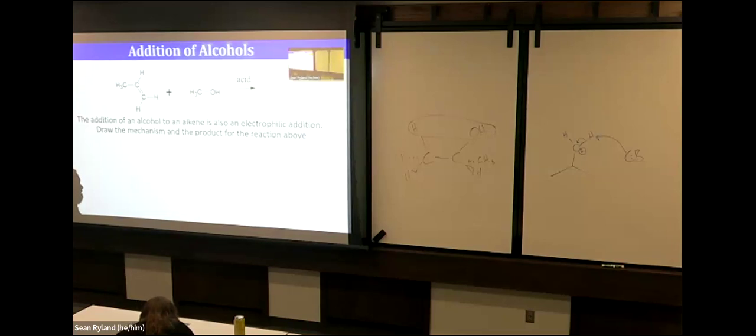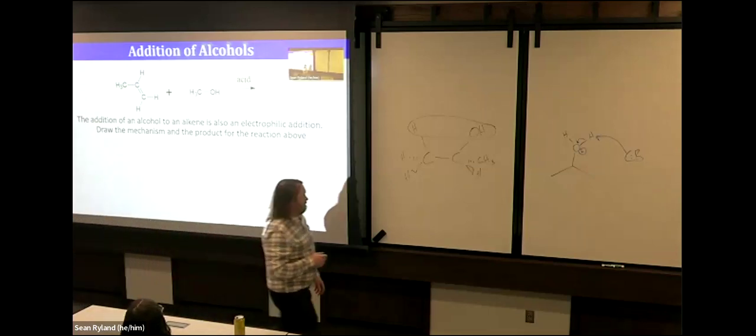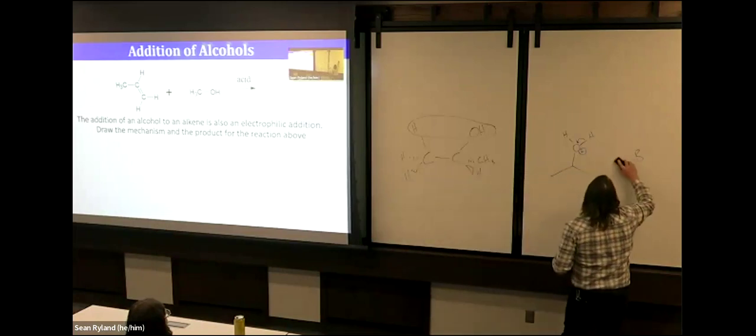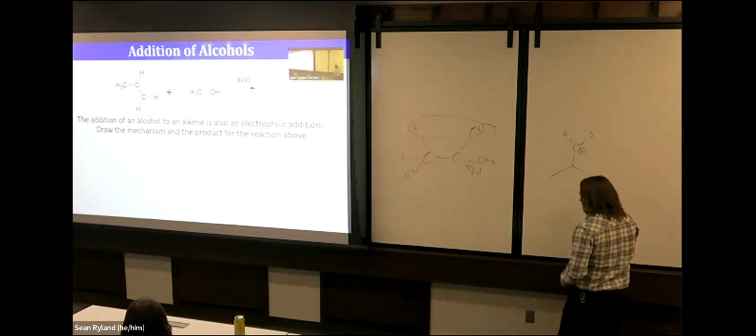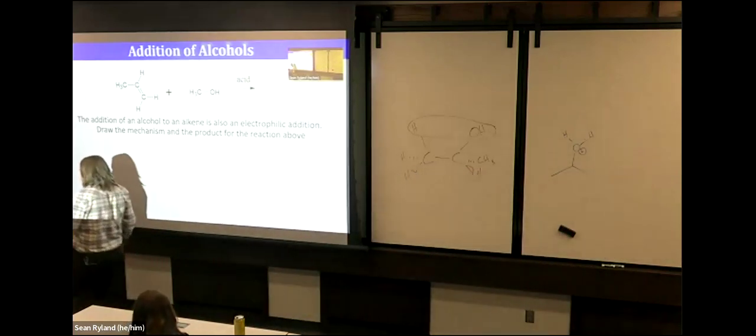If we don't have water, but we have an alcohol instead, it's an OChem student meme to name water like it's an alcohol, because it basically is the simplest alcohol. It's not technically an alcohol because it doesn't have a carbon, but it's an OH group attached to another H. What would we get if we had an alcohol act as our nucleophile? Still going to go through the same acid catalyzed addition. We just wind up, instead of having a water molecule attached for our second intermediate, with an alcohol attached as our intermediate.